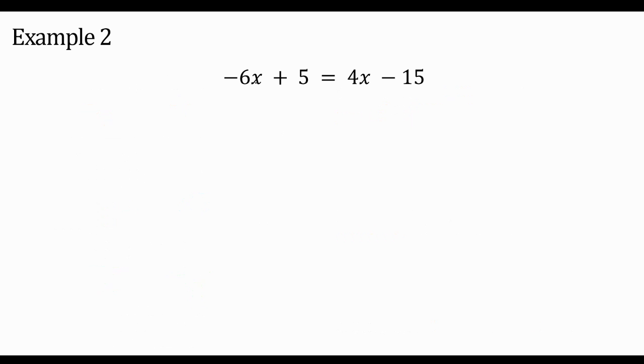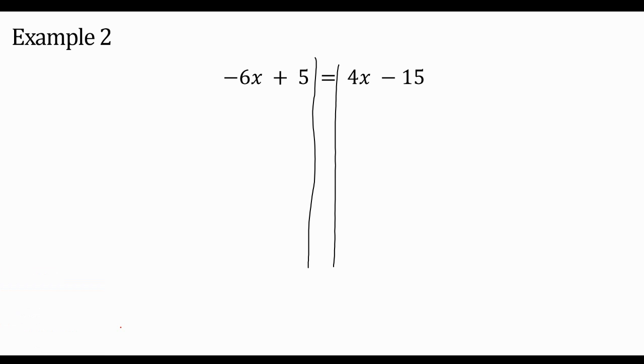So here we have negative 6x plus 5 equals 4x minus 15. Start off by drawing your train tracks and identify which variable term has the smaller coefficient. So we have negative 6x and we have 4x. So remember, negative numbers are smaller than positive numbers in any scenario. So the smaller variable here is this negative 6x. Negative 6 is smaller than 4. So we're going to focus on moving this negative 6x.